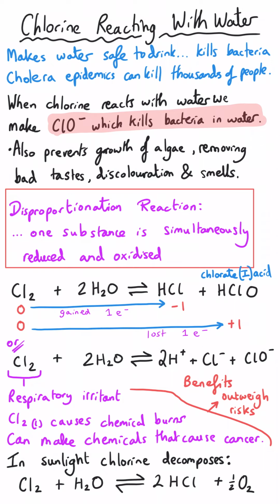The chlorine will actually not undergo the disproportionation reaction. It will simply form hydrochloric acid and oxygen gas. And so this does not produce our chlorate(I) ions that we need to kill bacteria. So we need to make sure that chlorine is added to the water away from direct sunlight. Otherwise, we won't get the benefit.